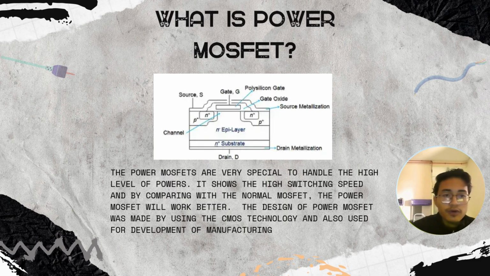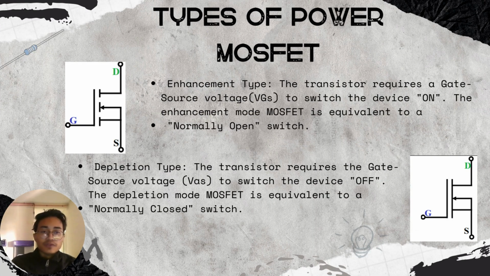As you can see, the diagram for power MOSFET shows the symbol or component in power MOSFET. There are two types of power MOSFET, enhancement type and depletion type. For enhancement type, the transistor requires gate source voltage to switch the device on. The enhancement MOSFET is equivalent to a normally open switch. For depletion type, the transistor also requires the gate source voltage to switch the device, but for off, the depletion mode MOSFET is equivalent to a normally closed switch.